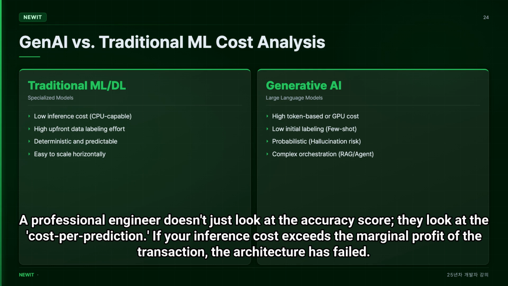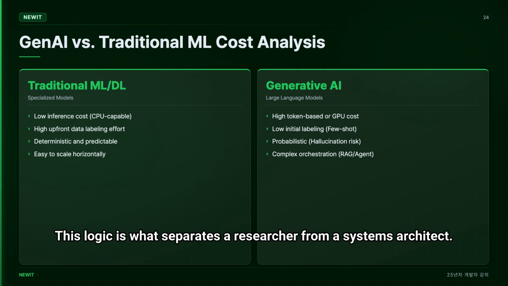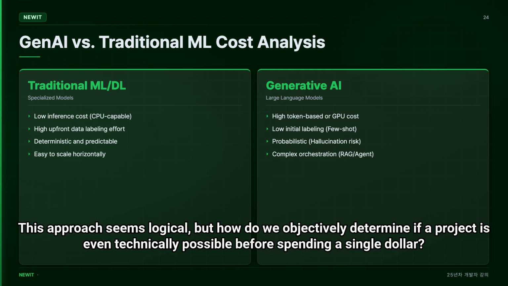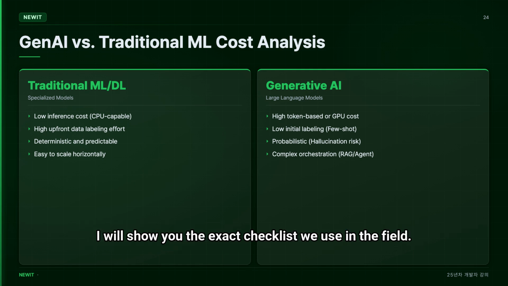If your inference cost exceeds the marginal profit of the transaction, the architecture has failed. This logic is what separates a researcher from a systems architect. This approach seems logical, but how do we objectively determine if a project is even technically possible before spending a single dollar? I will show you the exact checklist we use in the field.